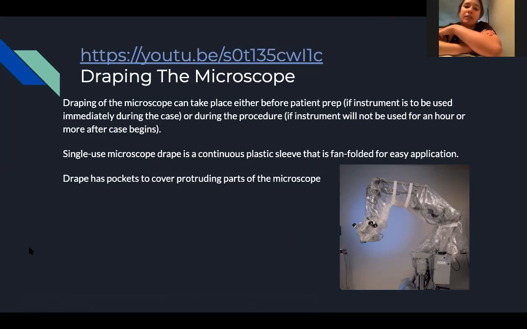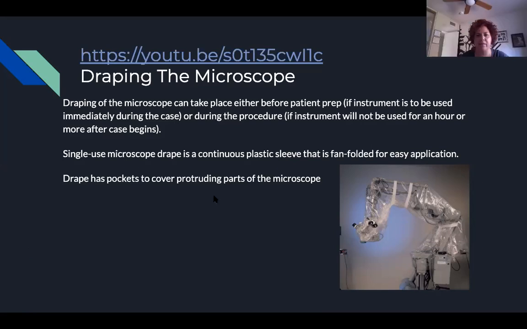And then single-use microscope drape is a continuous plastic sleeve that is hand-folded for easy application, and the drape has pockets to cover protruding parts of the microscope. I love these words right here. Fan folded for easy application. Okay, so when you guys get out there, I need you to report back to me about if this is a true or false statement. Okay, that's all I'm going to say.